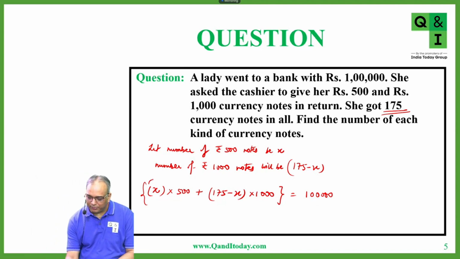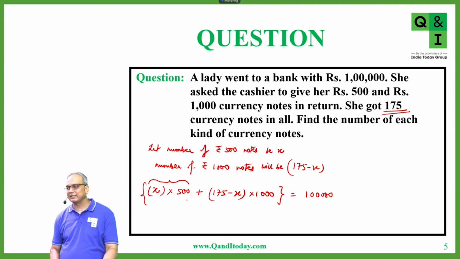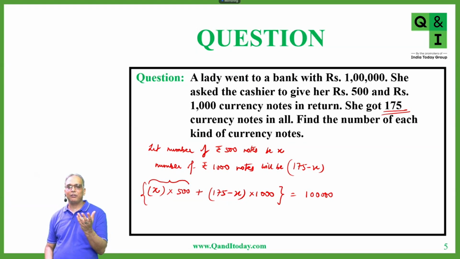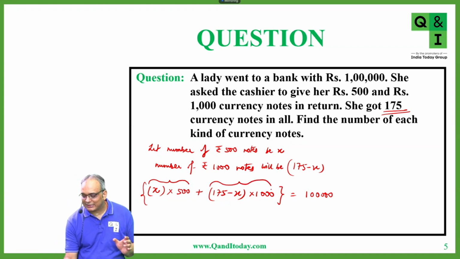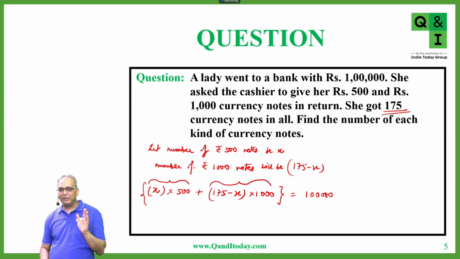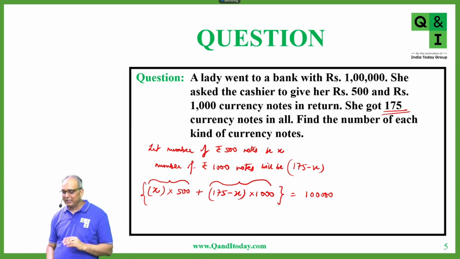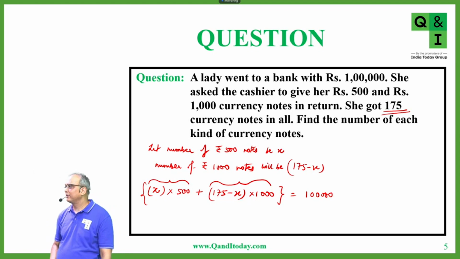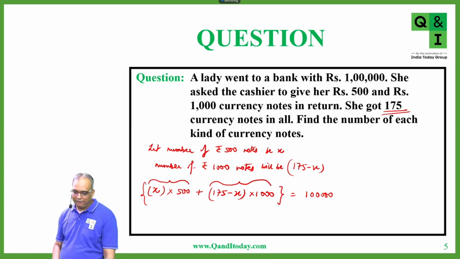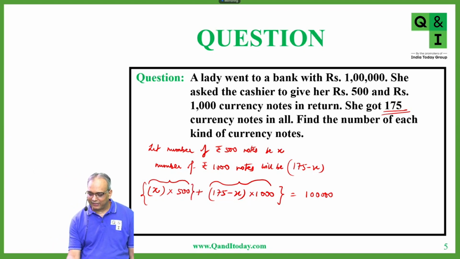This is the value of rupees 500 notes which she has. So she has, let's say, X number of 500 notes. So X into 500 will be the total amount of money in 500 notes. And 175 minus X into 1000 will give you the amount of money which is there as 1000 rupee notes. And the sum is going to be equal to 1 lakh. I have not added 500, I have multiplied 500 here with X. So the number of notes of 500 into 500 will give you the value.